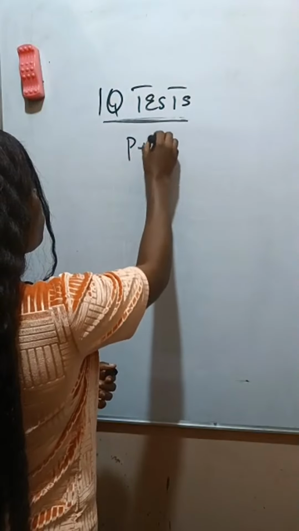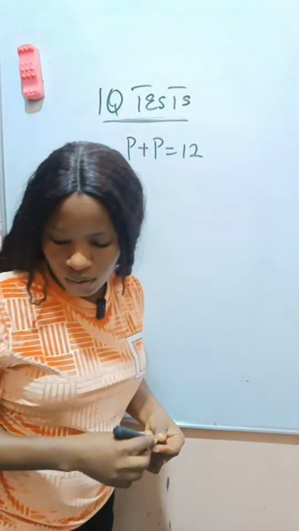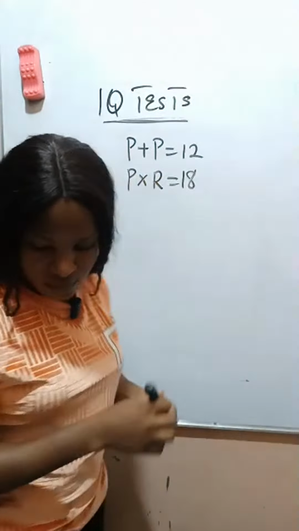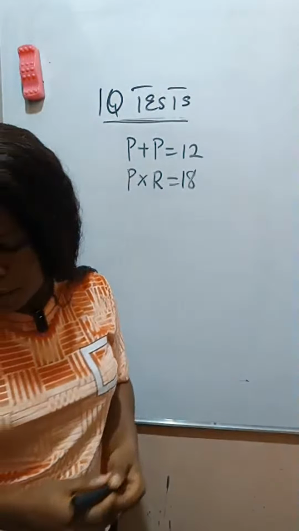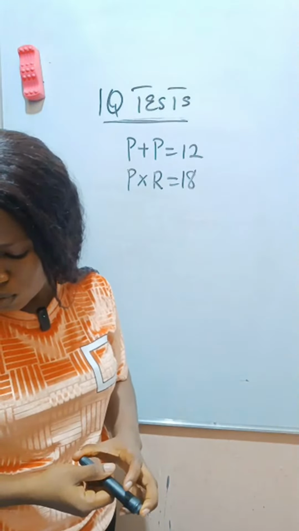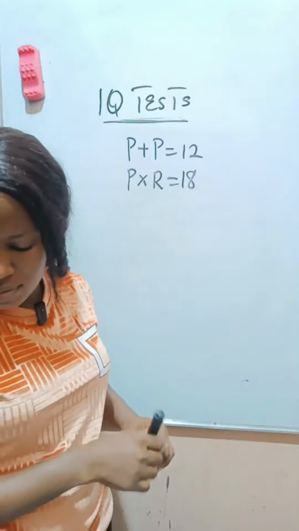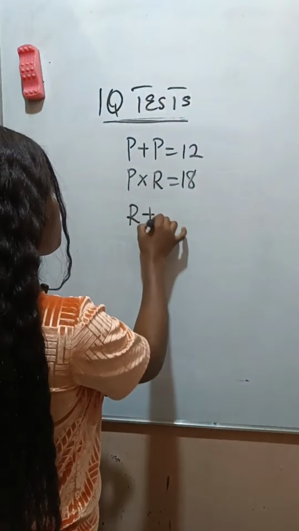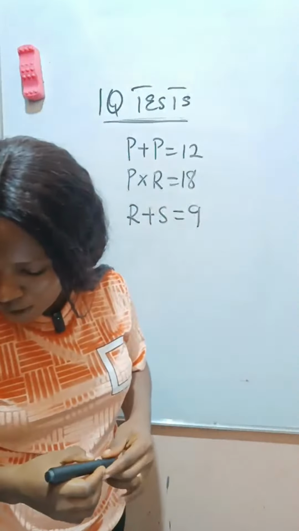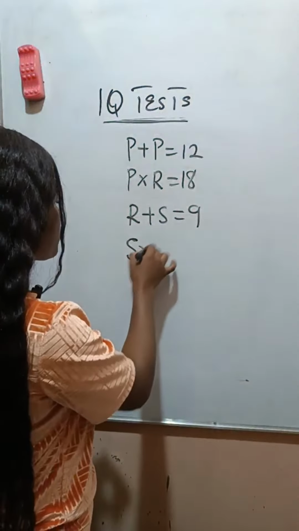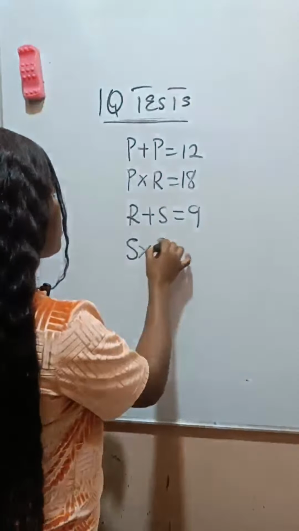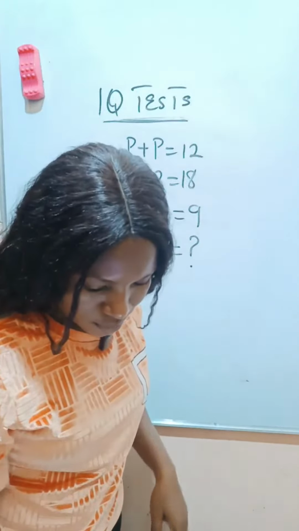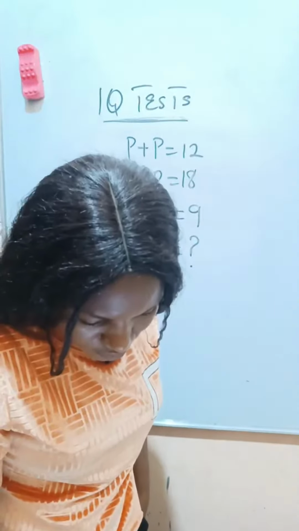P plus P is 12. P times R is 18. R plus S is equal to 9. I've not solved this. I didn't solve this to confirm, so we are going to solve it together. Then S times P is equal to what? So we are asked to find the answer.